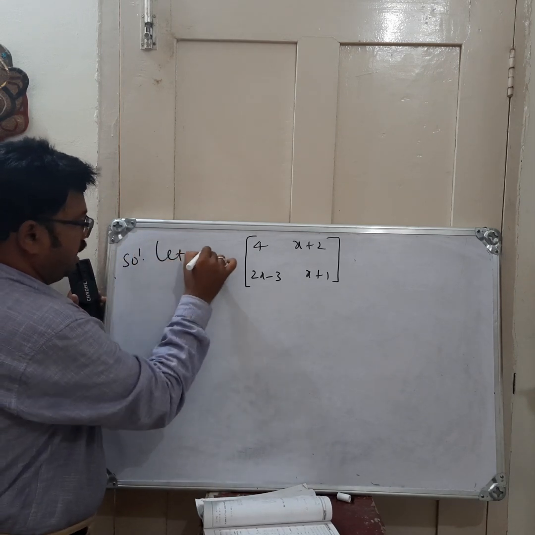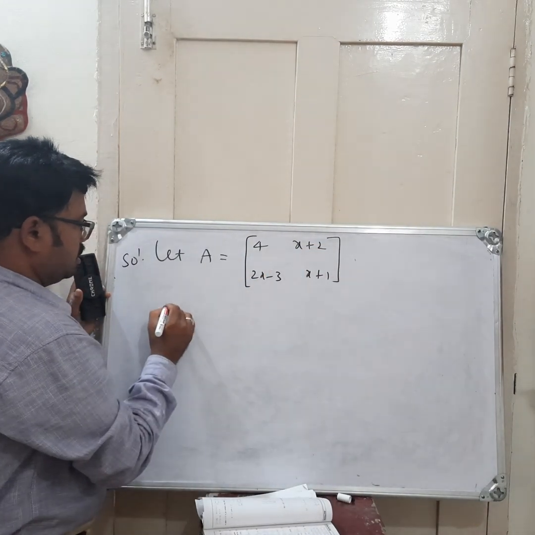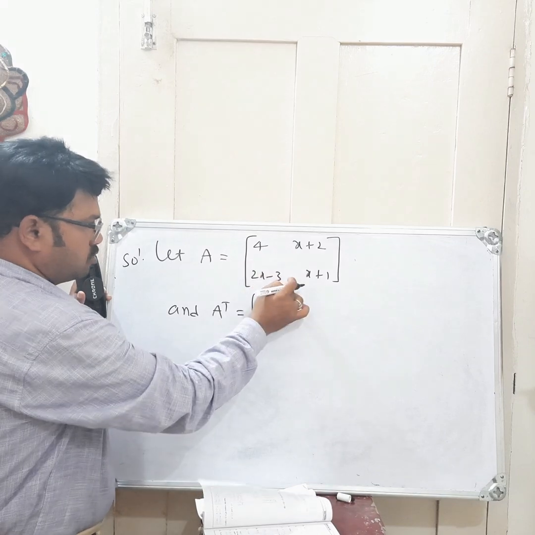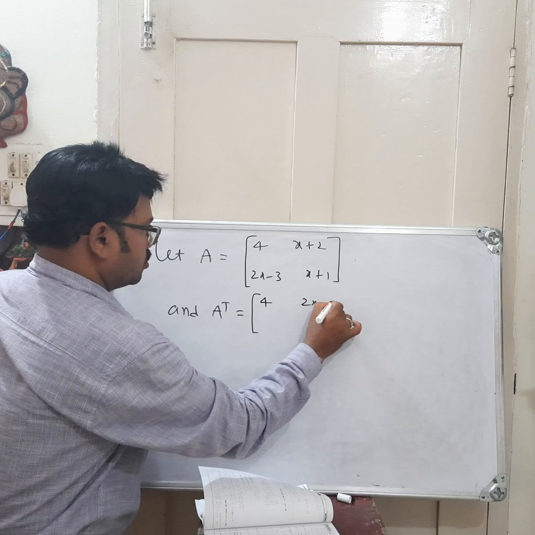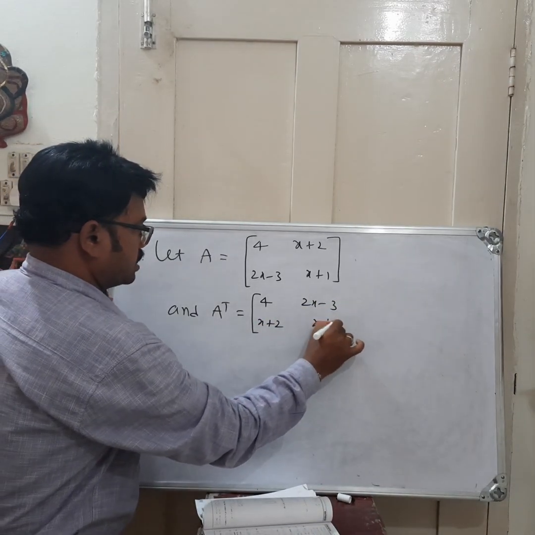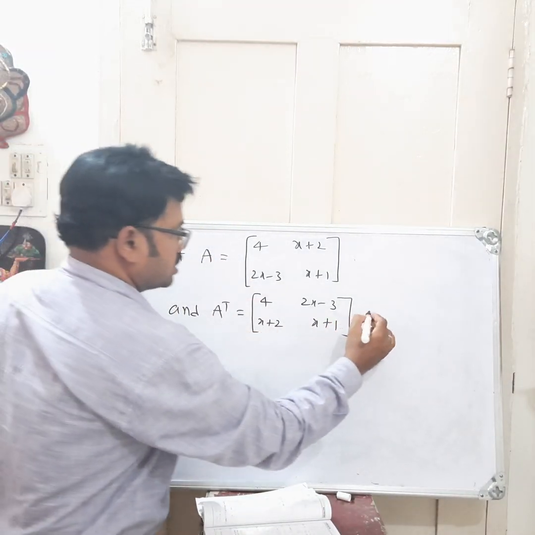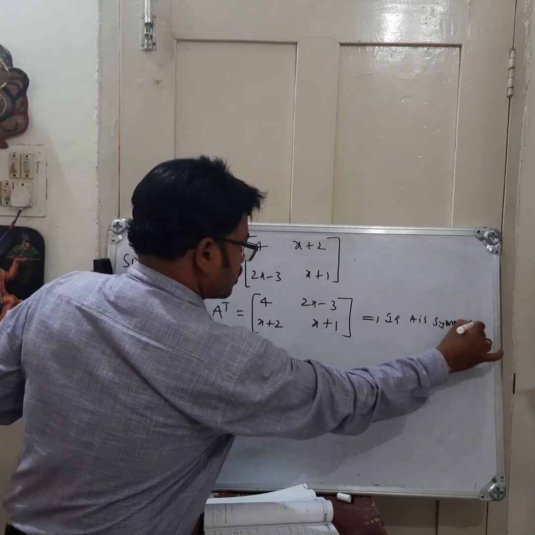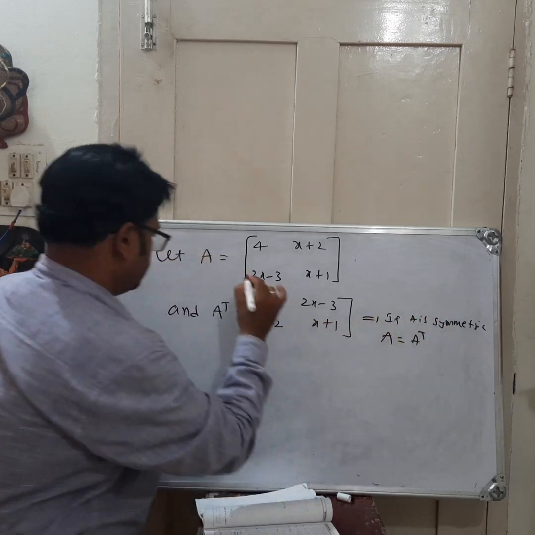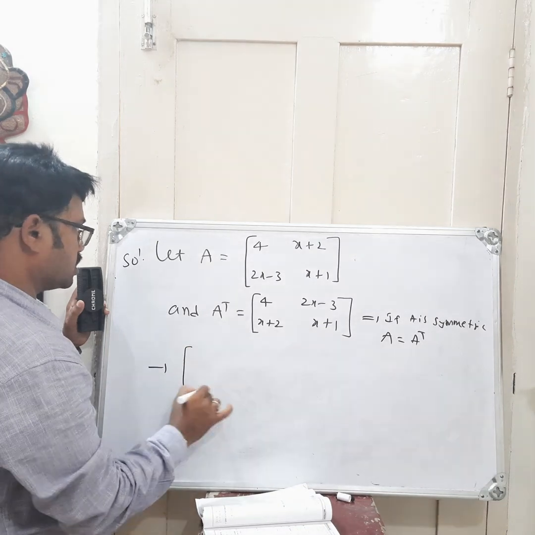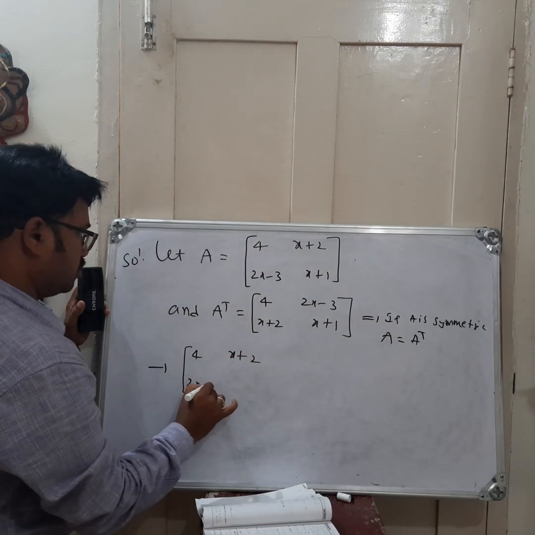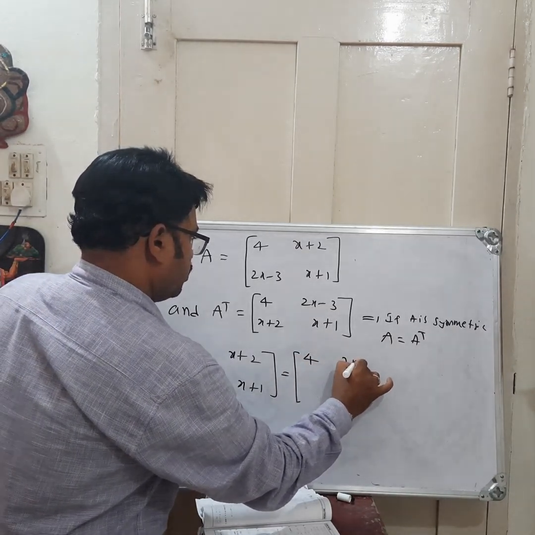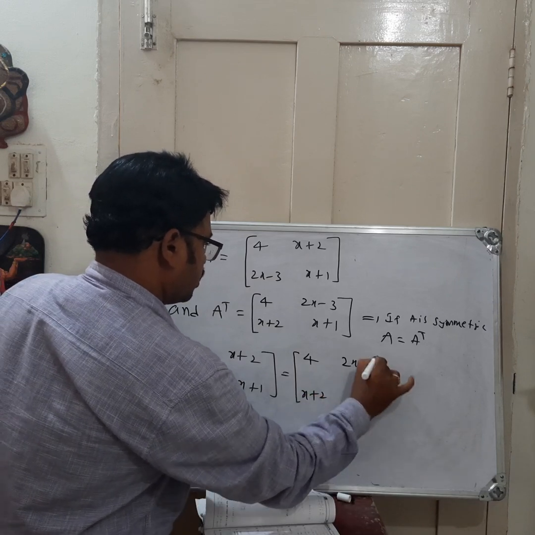Here is the solution. Let A equal the matrix with entries 4, x plus 2, 2x minus 3, x plus 1, and A transpose is obtained by just interchanging the rows and columns of this matrix, which gives 4, 2x minus 3, x plus 2, x plus 1. Given that this matrix is symmetric, if A is symmetric, then A equals A transpose.